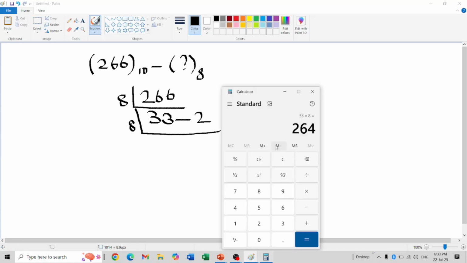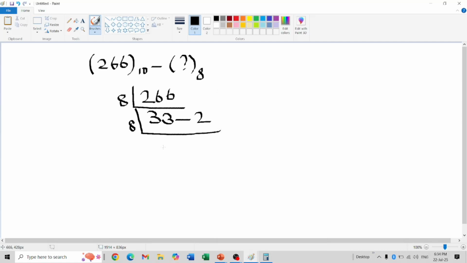Clear? Now 33. Now you have to take 33 and divide the number by 8. What is the answer? 4.125. Again, what you have to do? 4 you have to take. 4 into 8 is 32. But here what is the number? 33. So what will be the remainder? 1 is the remainder. 33 minus 32 is 1.